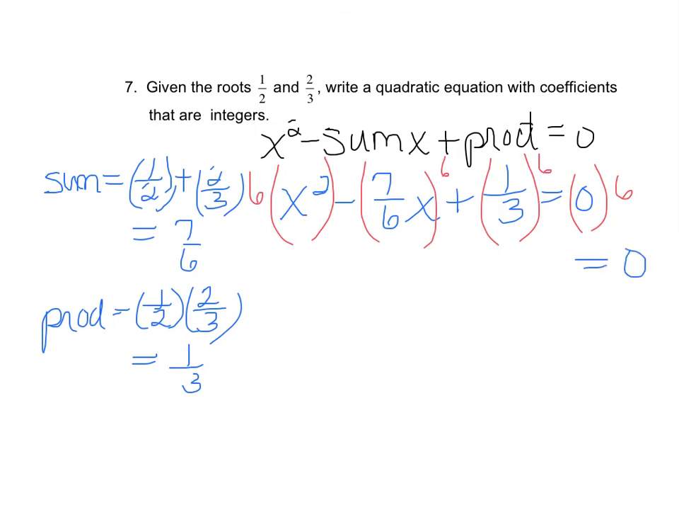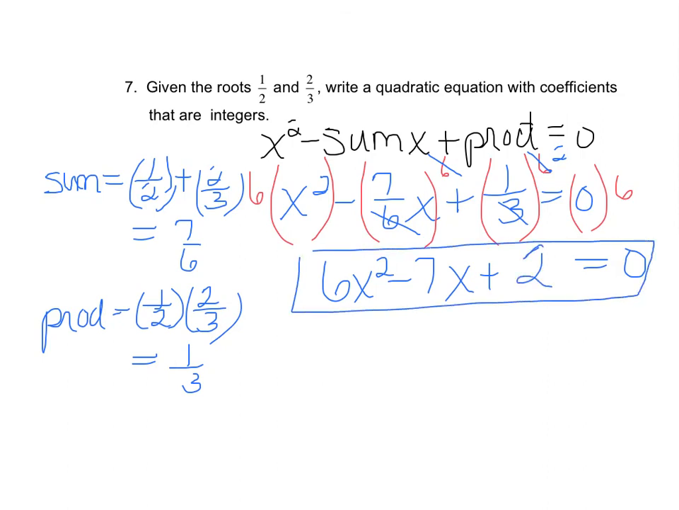So let's see what we have. 6 times x squared is 6x squared. The 6's will cancel out. I get minus 7x. Plus 3 goes into 6 twice, so plus 2. So there is my quadratic equation whose coefficients are integers.